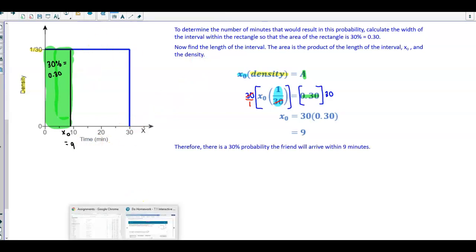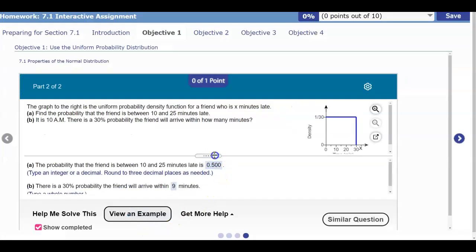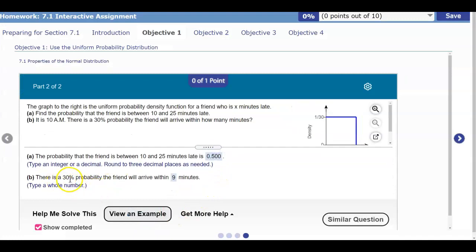So let's go back to our question. We will see that the answer then: there is a 30% probability that the friend will arrive within 9 minutes, and we type the whole number being 9.